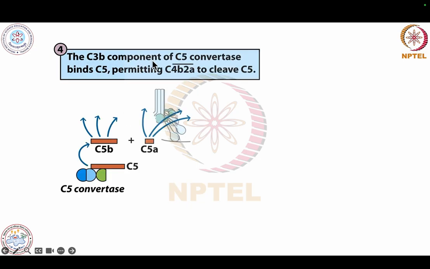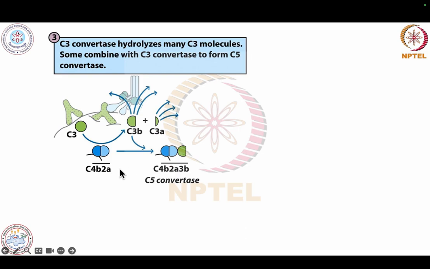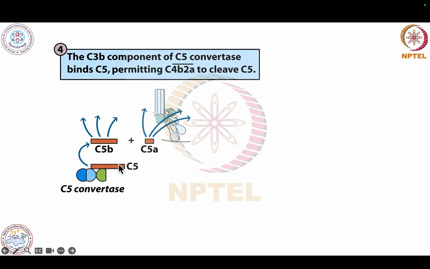The C3b component of C5 convertase binds C5, permitting C4b2a to cleave C5. Okay, so this is C5 convertase, which is C4b2a and 3b, and it binds to C5 and cleaves it into this fragment, C5b plus C5a.